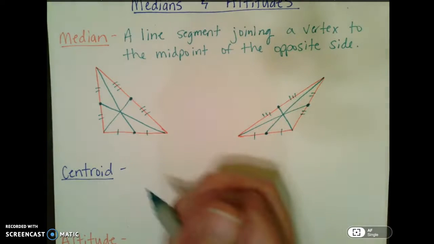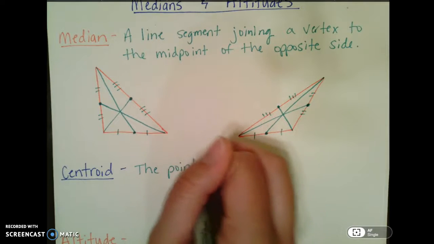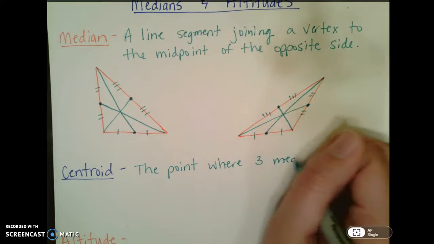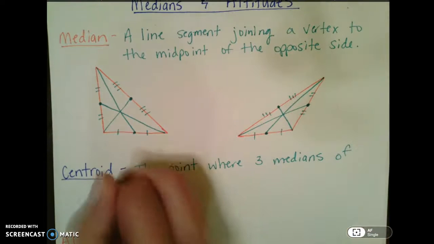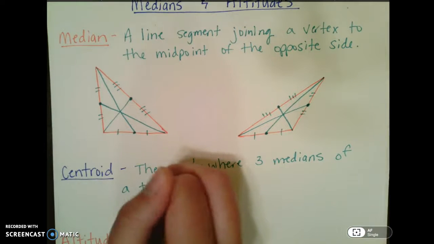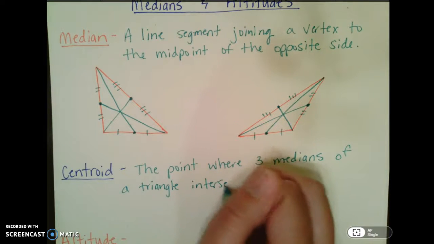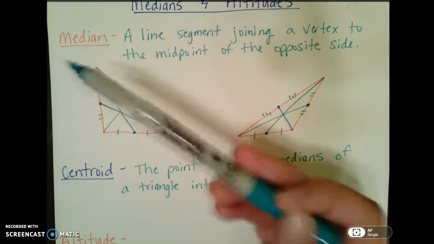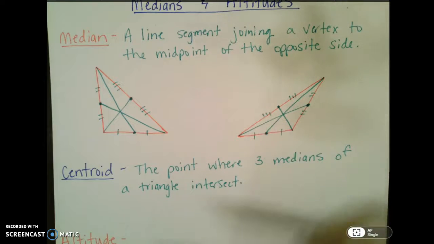So your centroid is the point where 3 medians of a triangle intersect. So one way to remember it is median sounds kind of like middle. Midpoint is in the middle, so median connects midpoints to vertex.